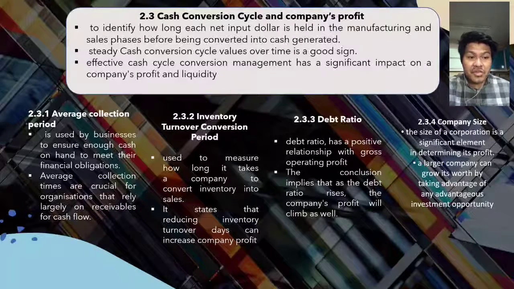Next is the inventory turnover conversion period. It is used to measure how long it takes a company to convert inventory into sales. It states that reducing inventory turnover days can increase company profit. After that is the debt ratio. Debt ratio has a positive relationship with gross operating profit. The literature review conclusion implies that as the debt ratio rises, the company's profit will climb as well.